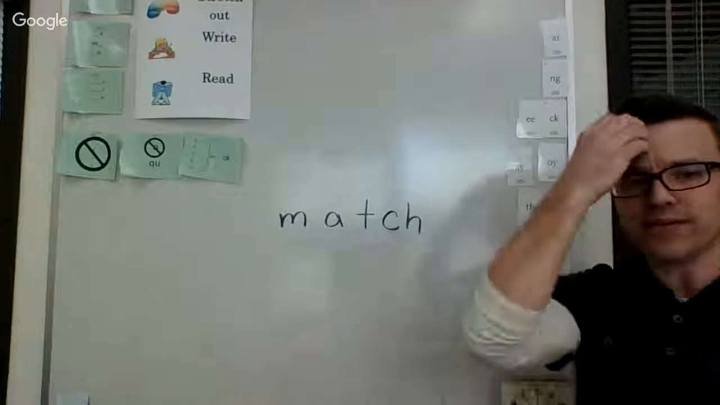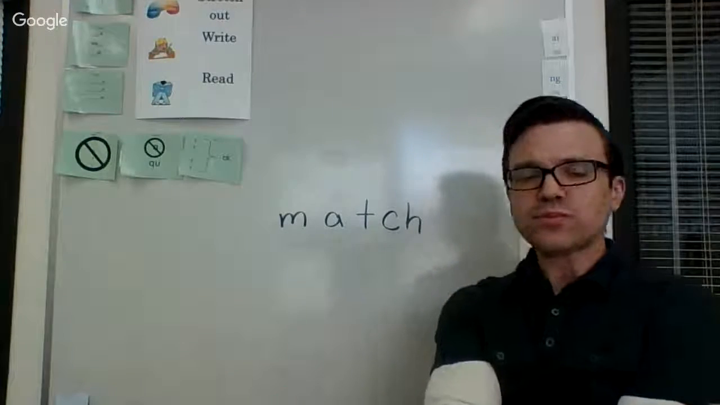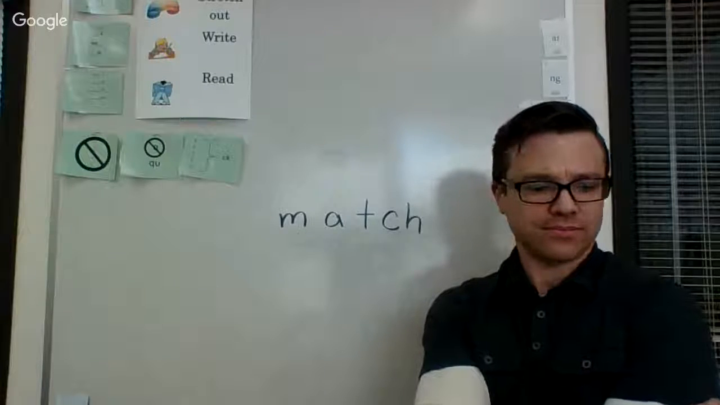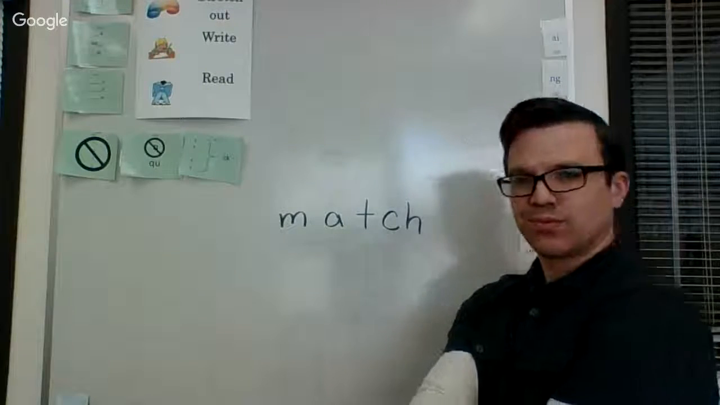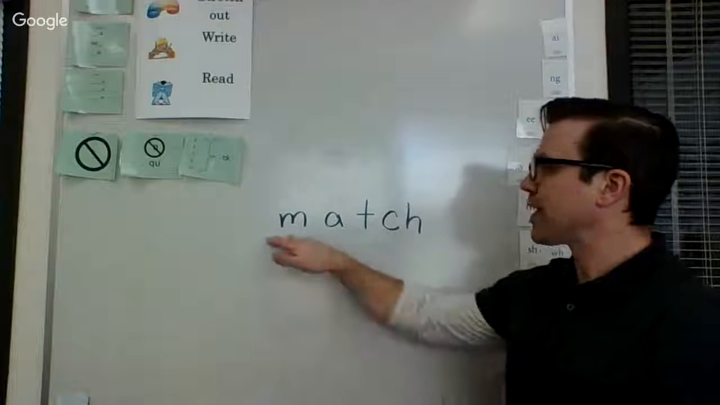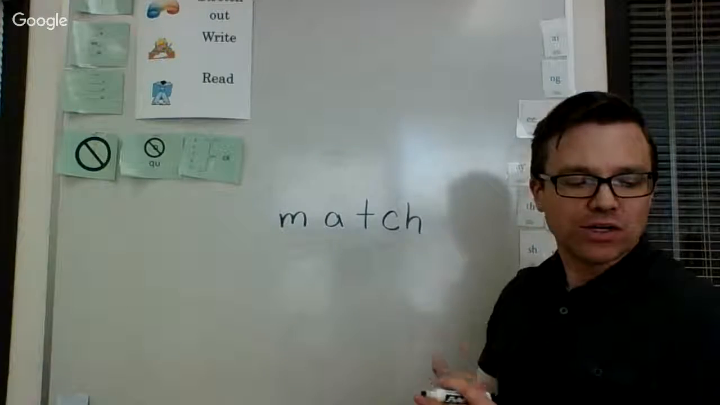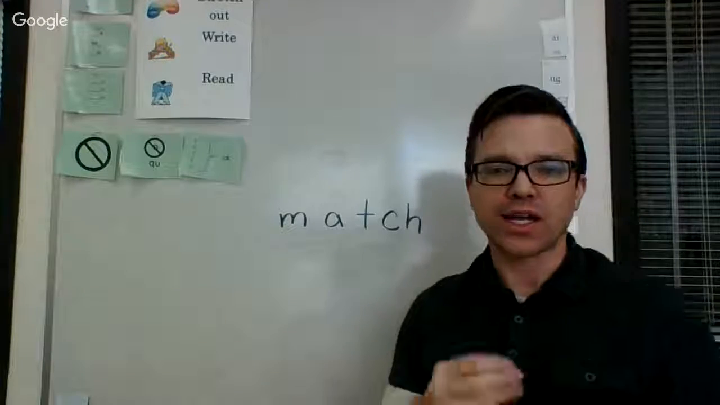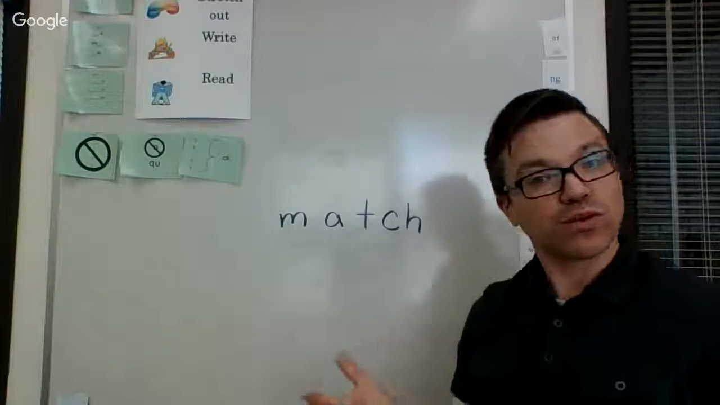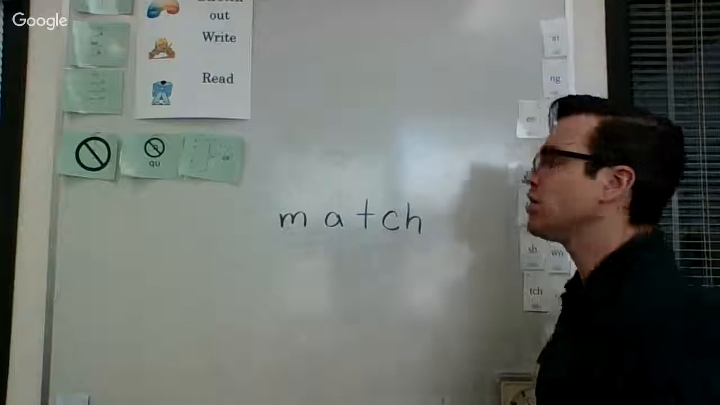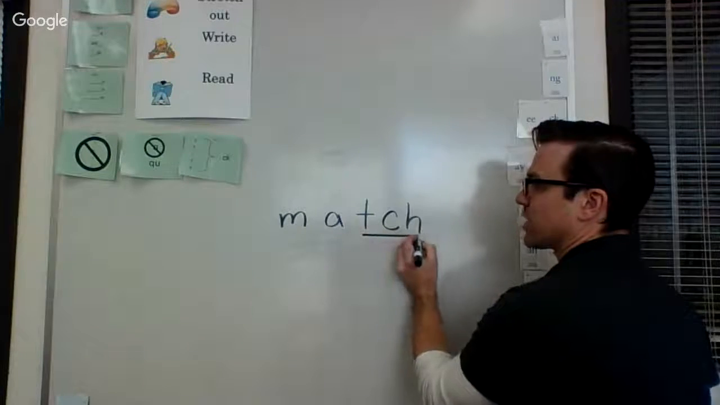M-A-T-C-H. Go ahead and write it and then try to read it. All right. You should have read it match, right? Now, let's do what we normally do where we underline any phonograms we see in this word. So what phonogram do you see? You should see this TCH, right? So we're going to underline it.